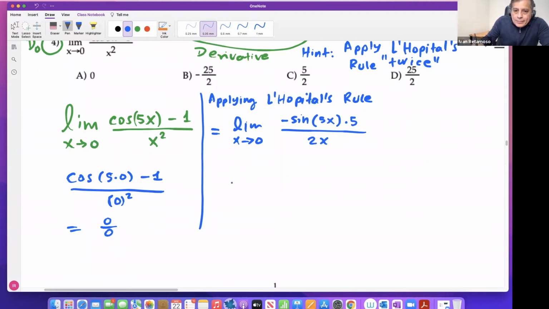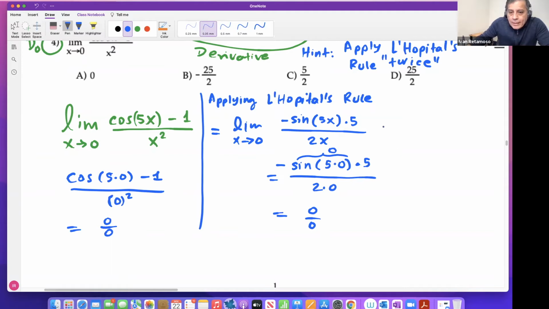Now, if we substitute 0 into this, surprisingly, we're not going to get something meaningful. Still, the 0 over 0 will be there, because the sine of 0 is 0. 0 times 5 is 0. 2 times 0 is still 0, so it is still 0 over 0, right? But for that, we said, don't worry, apply L'Hopital's rule one more time.